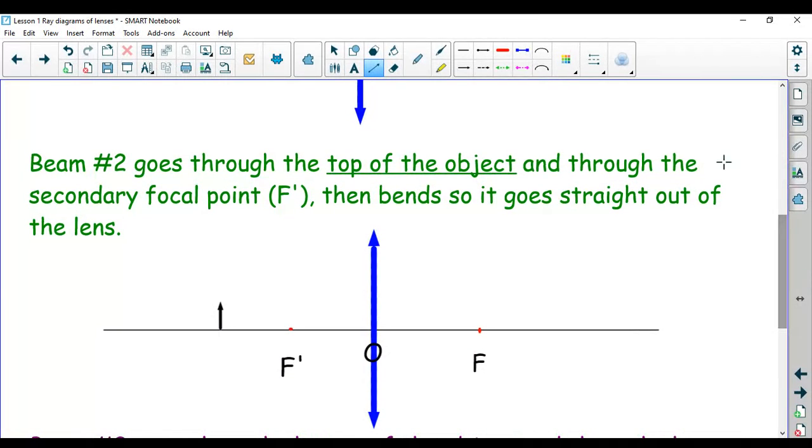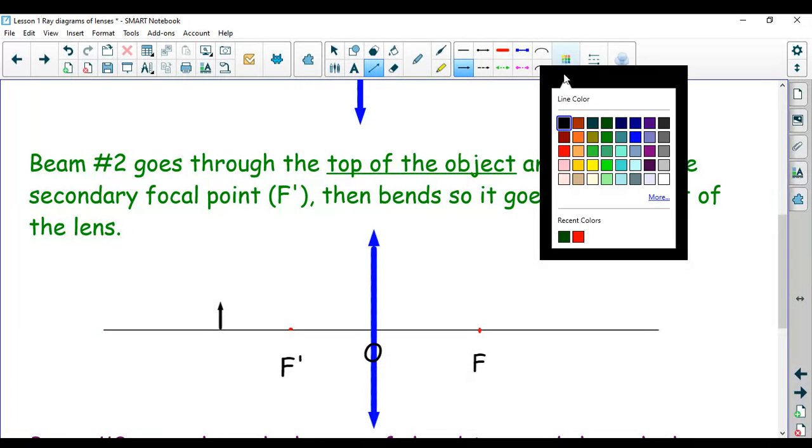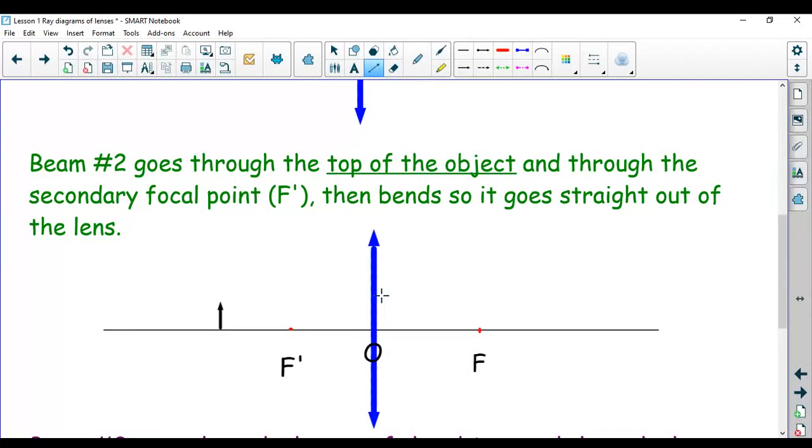Rule number two, we're going to go through the top of the object again. This time through the secondary focal point, so F prime. So top of the object through the secondary focal point. So make sure you go right through the middle of that dot as nicely as you can, and then it will bend so it goes straight out. So it will go straight out afterwards.